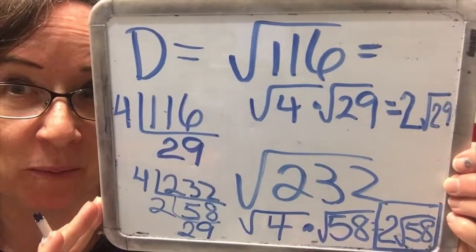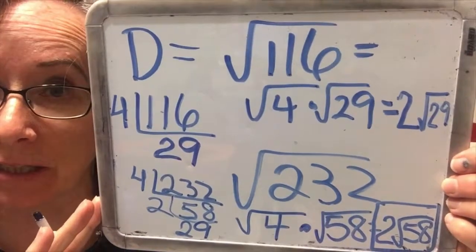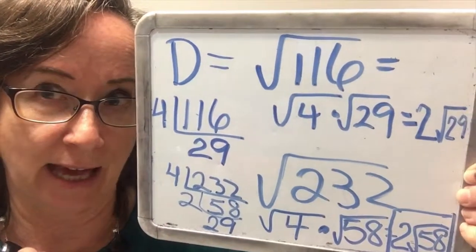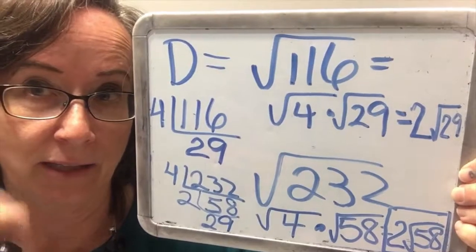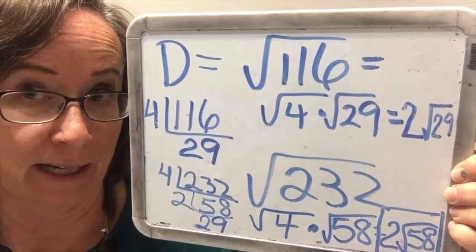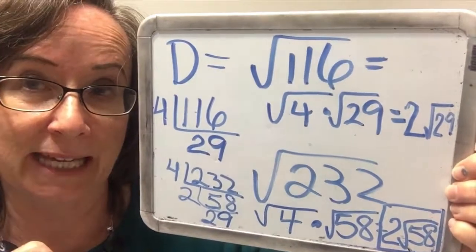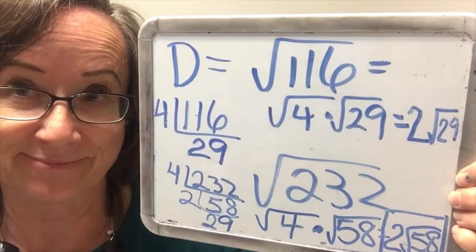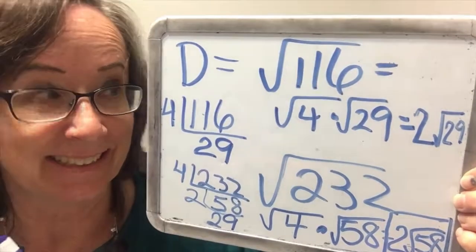So I hope that answered your questions on how to, one, find the distances of the sides, two, how to tell if it's a right triangle, and three, how to find the area of that right triangle. And I think that covers it.